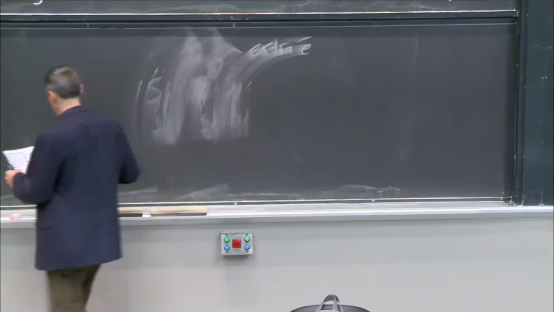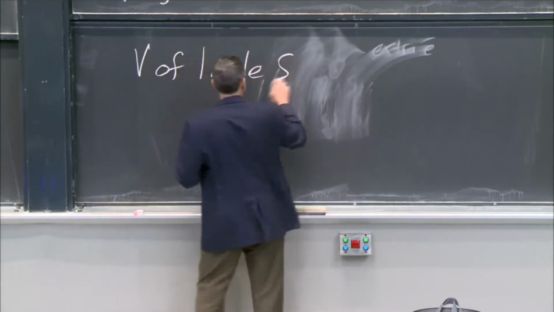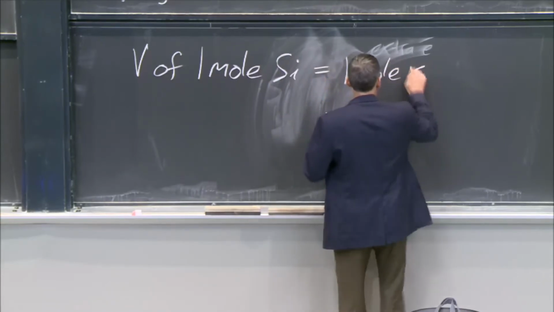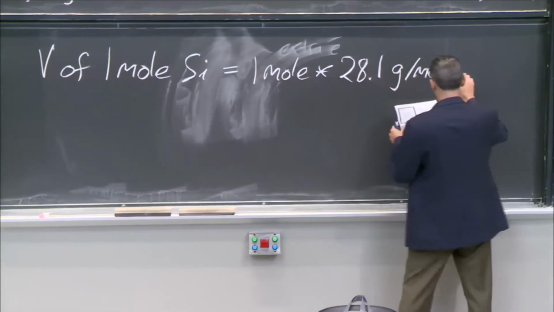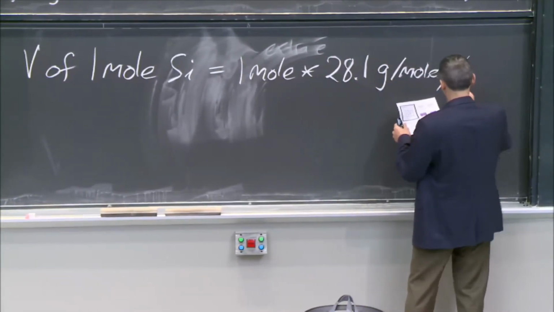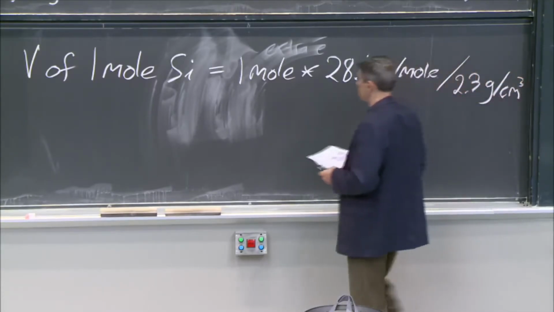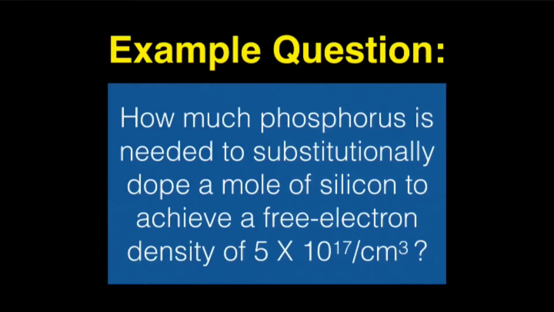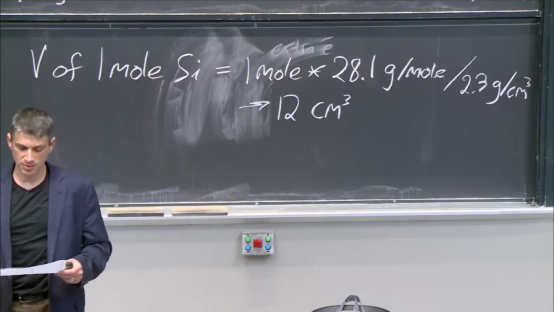I'll just write down a couple of the steps. The volume of 1 mole of silicon is 1 mole times 28.1 grams per mole. Oh, and I got the density on there too, divided by 2.33 grams per centimeter cubed. How did I get the density? I looked it up in the periodic table. And so 1 mole of silicon is going to give me 12 centimeters cubed of silicon.